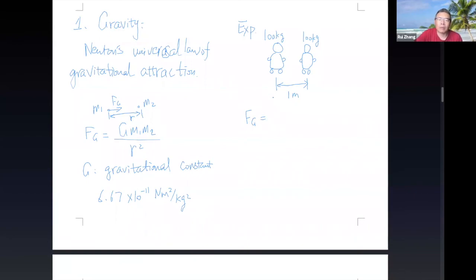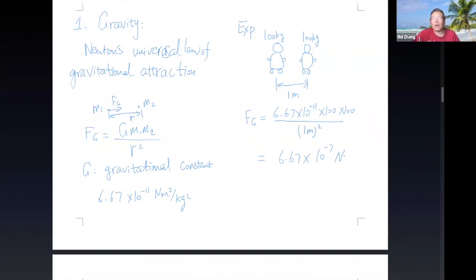If you plug all the numbers in there, 6.67 times 10 to the minus 11th, times 100 for the mass of the first student, times 100 for the mass of the second student, divided by the distance, which is 1 meter squared. As you can see, you have 6.67 times 10 to the negative 11 times 10 to the 4th, so it's 10 to the negative 7th. So you get a value of 6.67 times 10 to the negative 7th Newton.